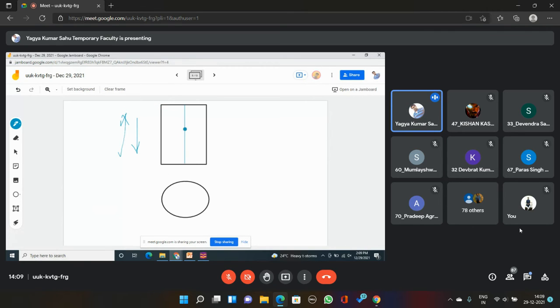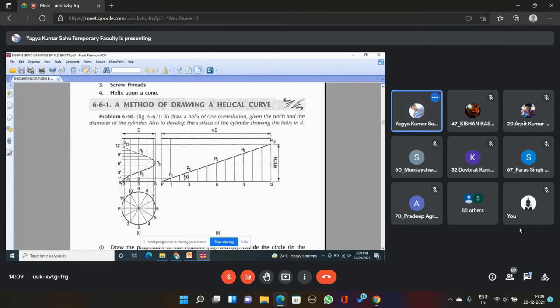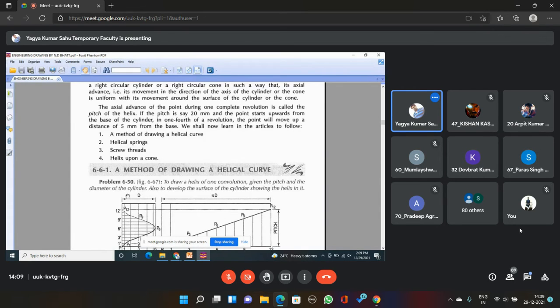It is moving in a straight line along one generator. Suppose a point is moving like this, in the axial direction as well as around the surface, like a solenoid. Let me show you a picture like this. Now it is clear: the movement of the point in the direction of the axis and around the surface.